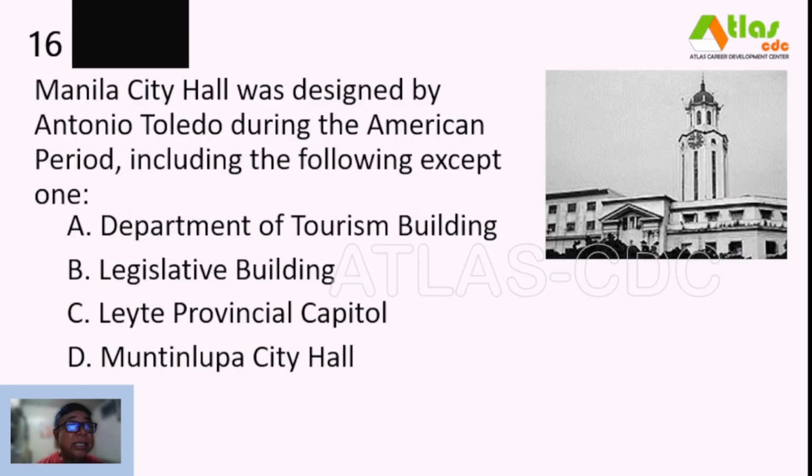Number 16. Manila City Hall was designed by Antonio Toledo during the American period, including the following, except one. A. Department of Tourism Building. B. Legislative Building. C. Leyte Provincial Capitol. D. Muntinlupa City Hall.